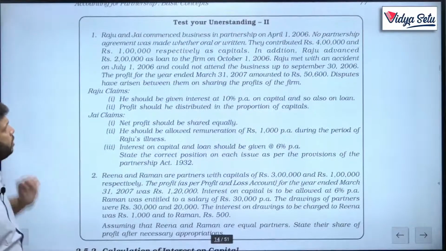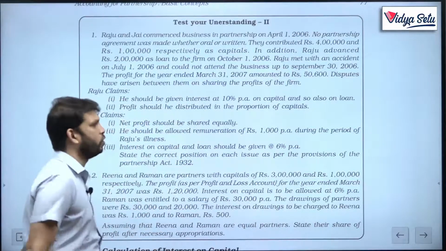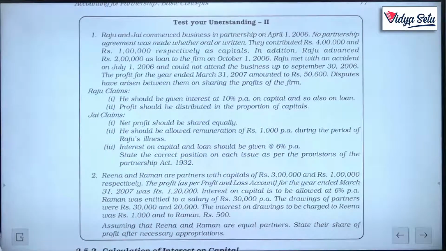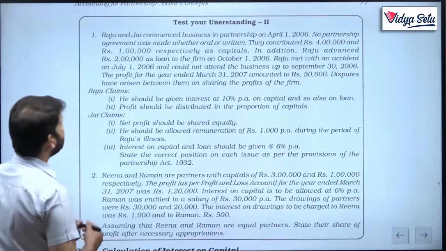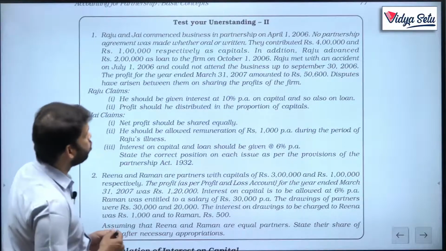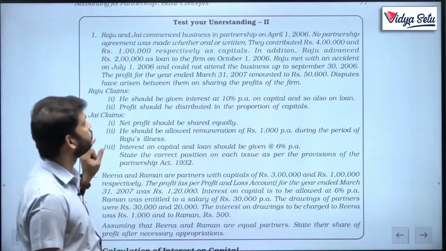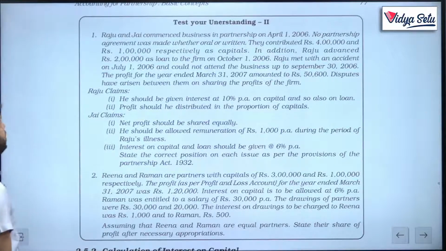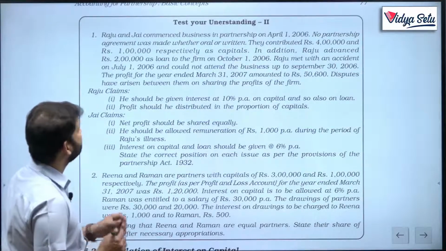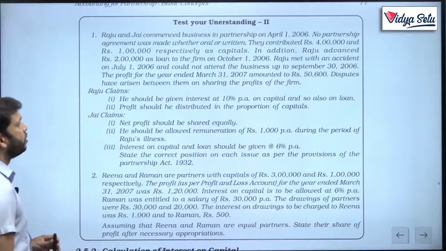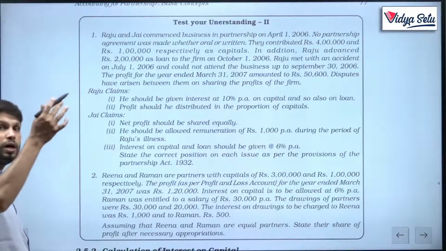Now, let's test our understanding again. These are very short type questions. We'll just solve it on this PDF. Raju and Jay commenced business in partnership on 1st April 2006. No partnership agreement was made, whether oral or written. So the rules in absence of a partnership deed will be applicable, if you remember the rules. They contributed 4 lakh and 1 lakh rupees respectively as capitals. In addition, Raju advanced rupees 2 lakh as loan to the firm on October 1, 2006. This is a loan given by a partner to the firm.